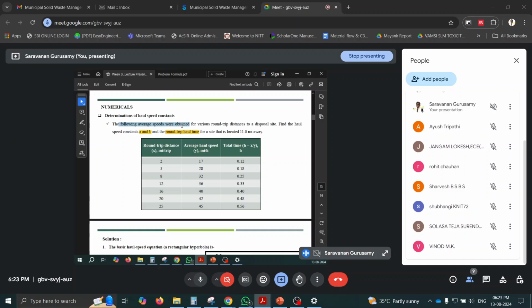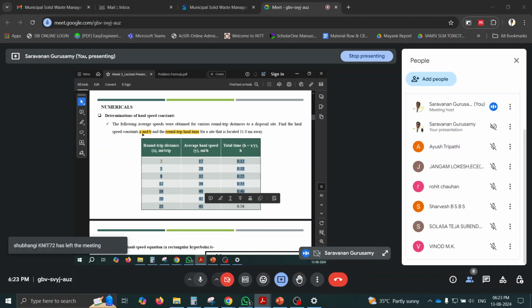So the following average speeds were obtained for various round trip distances. So various round trip distances are given, and the average speeds are obtained, and find the haul speed constants A and B for a round trip and the round trip haul time. For X equal to 11, what is the H? That's what they ask. So first, one by one we will go. But first, how to find A and B?